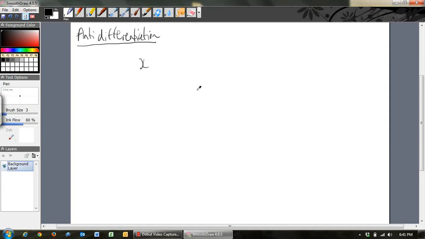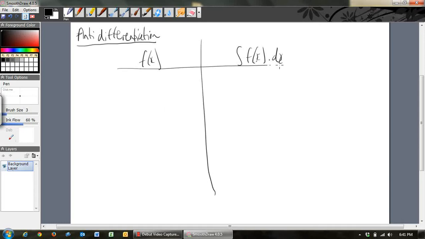Basically we can start with a bunch of stuff that we do know. I'll list a couple of functions and also list the antiderivative, and we'll write this as the integral of f of x dx. So if you have x to the power n, the power increases by 1, you divide by that power, and you get plus c out the other end.